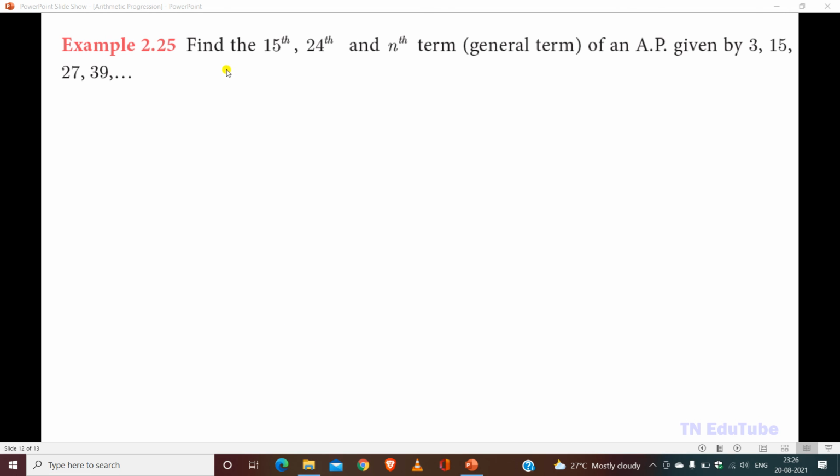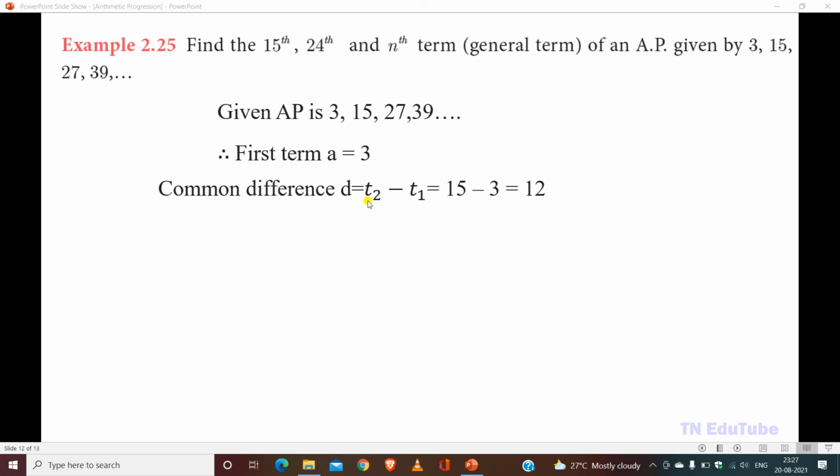Then the next question, example 2.25. Find the 15th, 24th and nth term of an AP given by 3, 15, 27, 39, etc. Here given AP is 3, 15, 27, 39, etc. So first term we can write it as A is equal to 3. Common difference, that is T2 minus T1. Here it is given as AP. So simply you have to subtract two consecutive terms, T2 minus T1, that is 15 minus 3, that is 12.